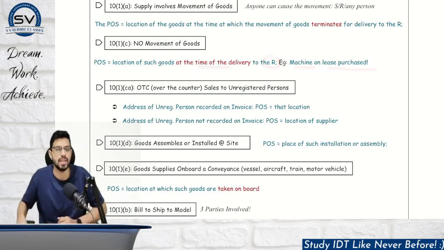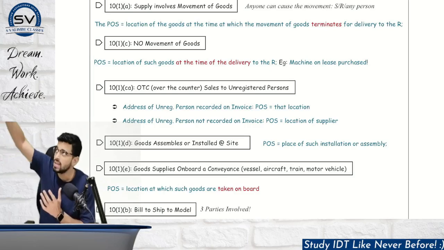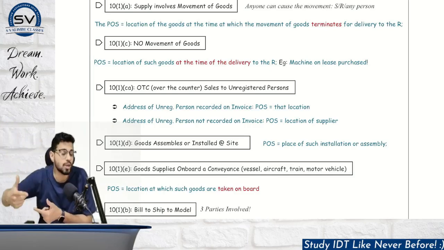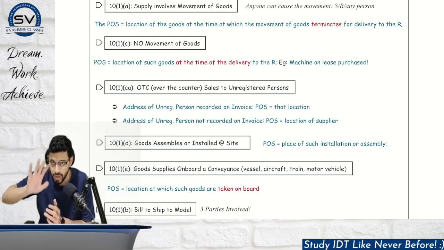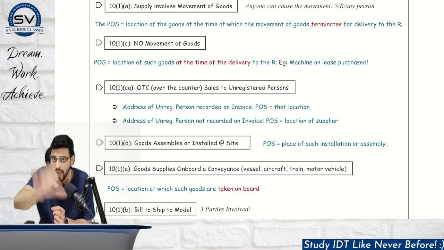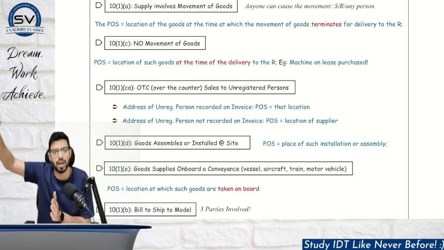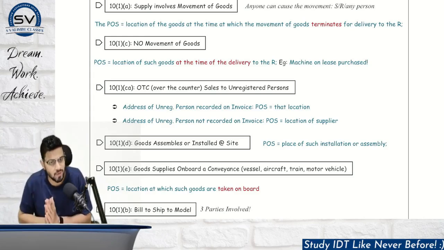Example, machine on lease purchased. Or we can take another example. Let's say this building is on rent and there is an AC, the air conditioner which is situated, and I took the building on rent along with the AC. Now let's say tomorrow I bought this building along with the AC. So AC ownership was also transferred. Supply of AC also took place. Did this supply involve any kind of movement with respect to the air conditioner? Answer is no. This is as it is where it was before the purchase transaction. So this location, Pune, Maharashtra, will be the place of supply because there is no movement of goods. I hope this is clear.